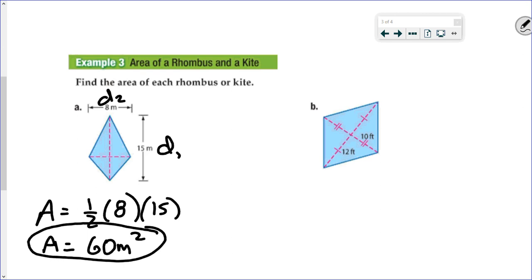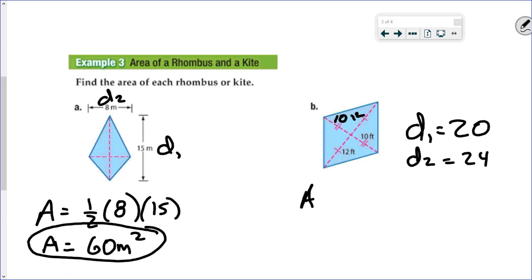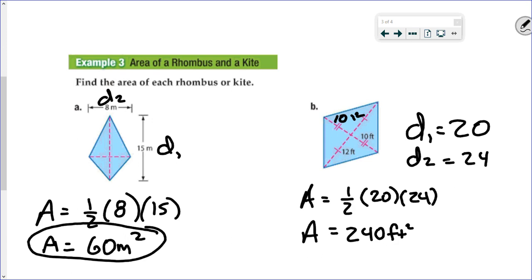And for the rhombus, this is where they can try to trick you a little bit. Recall that the diagonals bisect each other in a rhombus. That was from the quadrilateral section. So this is 2 segments of 10. Call diagonal 1 10 plus 10, 20. Same trick there, they bisect each other. So this segment would be 12, so 12 and 12 is 24 for diagonal 2. And these are feet. So area is 1/2 diagonal 1 times diagonal 2. So that is 240 feet squared.